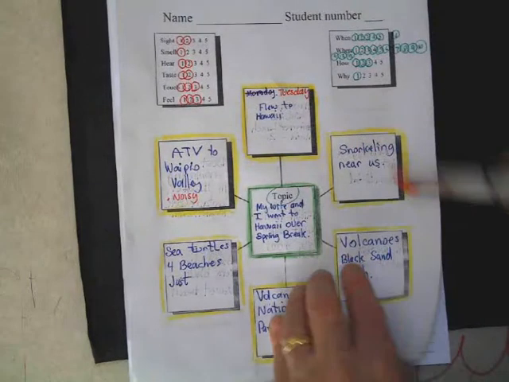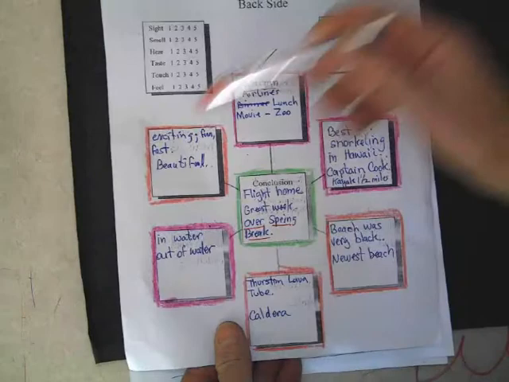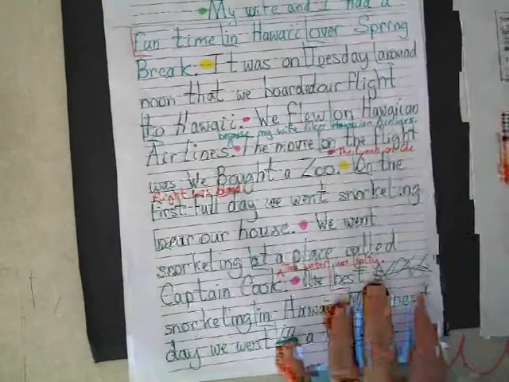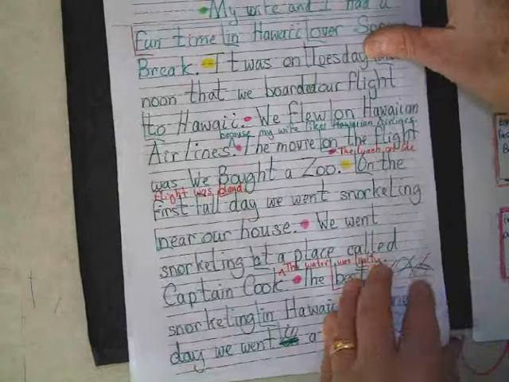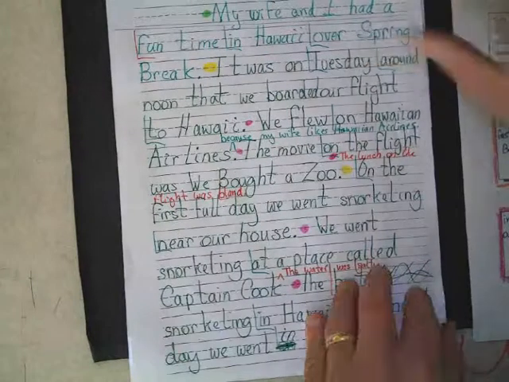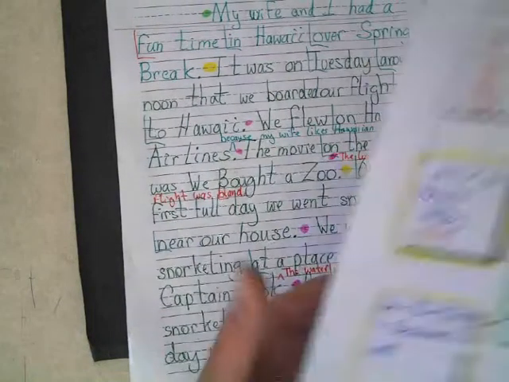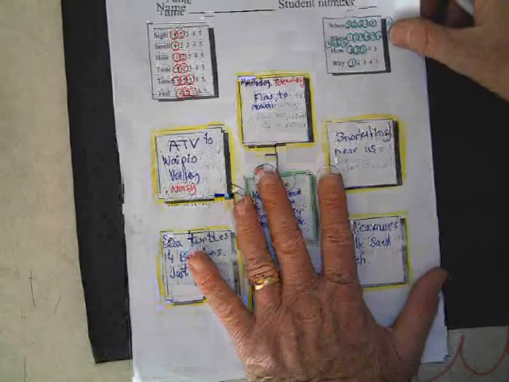Now, I wrote these ideas, and then I wrote the support sentences on the back. And after I did that, I began a paragraph like this to write the actual paragraph, the model for them. Now, they're going to do this next after we screencast this part of their assignment.